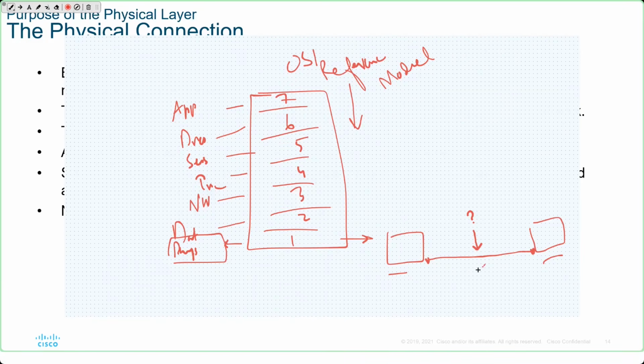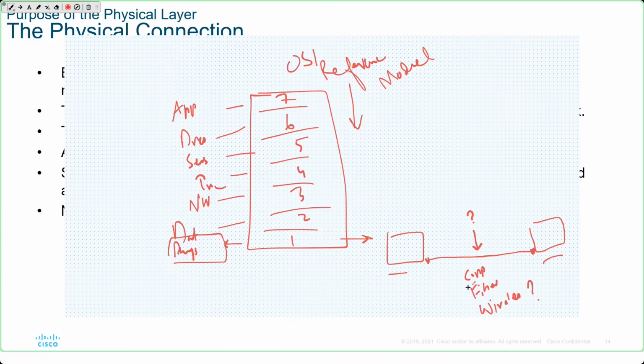How long could it be? Would it be a copper cable? Would it be a fiber? What if we just connect it wirelessly? How can we do that? There are so many things that we can do at a physical layer, right?